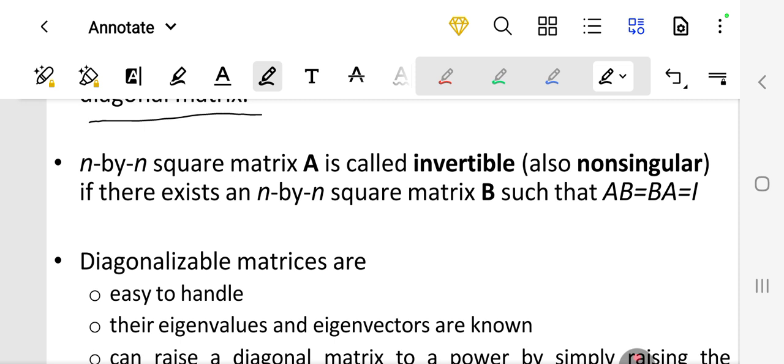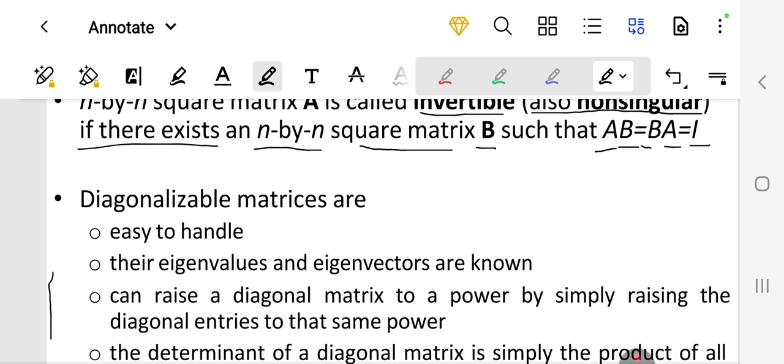An n by n square matrix is called invertible if we can get its inverse. It is also non-singular, which means its determinant is not equal to 0. That is, there exists an n by n square matrix B such that A times B equals B times A equals the identity, where B is the inverse of A. Any matrix multiplied by its inverse gives the identity matrix.